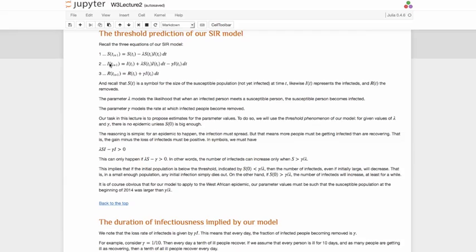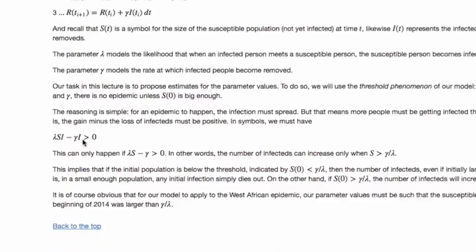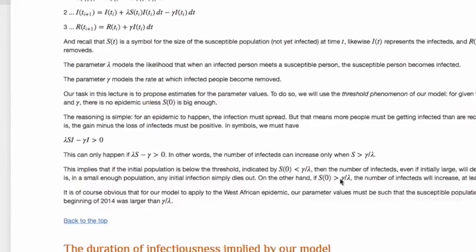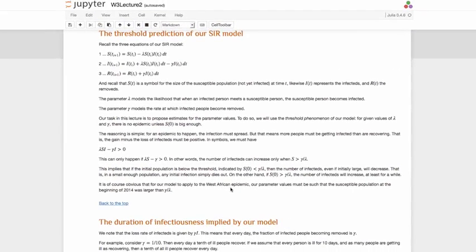If this is negative at the start of the epidemic, then maybe there are a few infected people, but their number just goes down. So what we need for the epidemic to happen is that at the start, this must be positive, and this will only happen when we take out I, divide this whole thing by I, and get some positive value. So lambda S minus gamma must be positive, which means that the initial S must be larger than gamma over lambda. That is the threshold property. So obviously for the West African epidemic, our parameter values must be such that at the beginning of 2014, the population was larger than gamma over lambda.